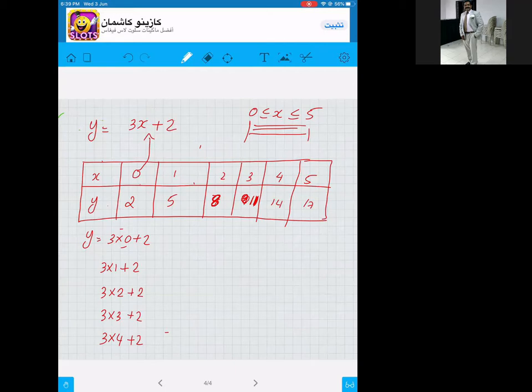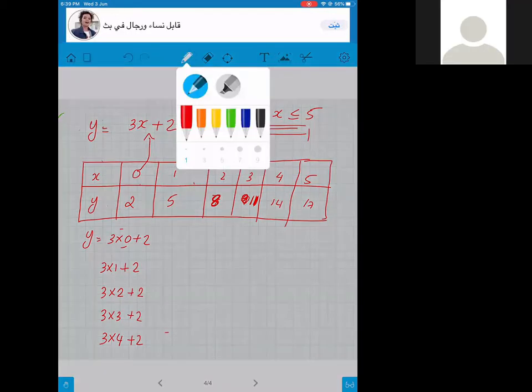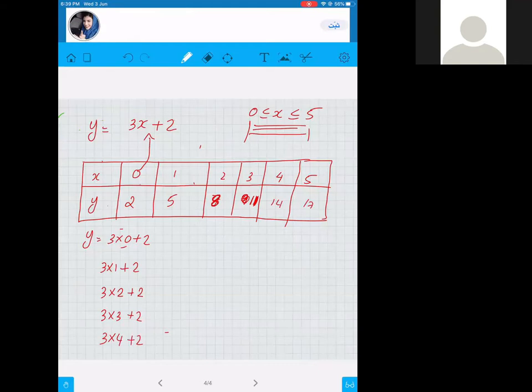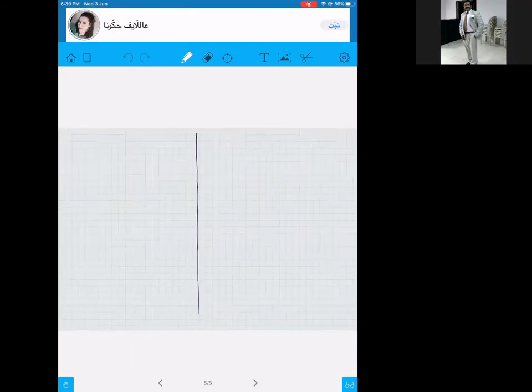So we are getting the values. For each value of x, we are getting different values of y. Jaima, are you following? Yes, sir, I'm listening. Haneen? Yes, sir. Okay.